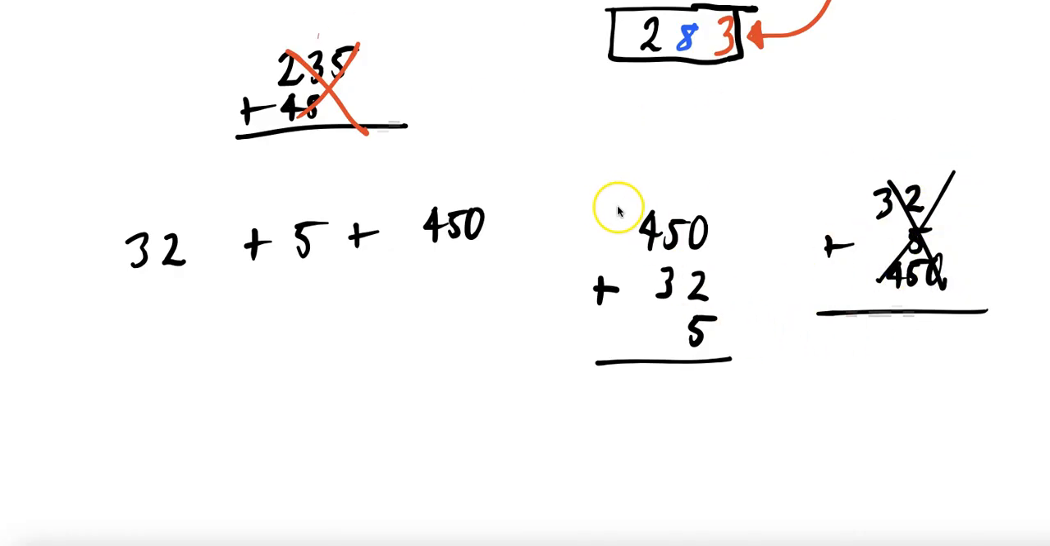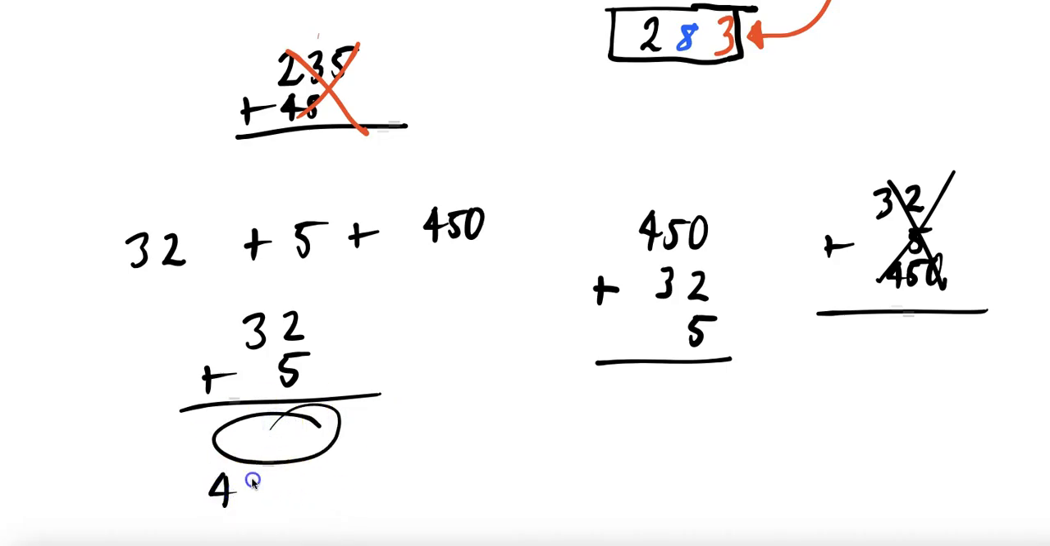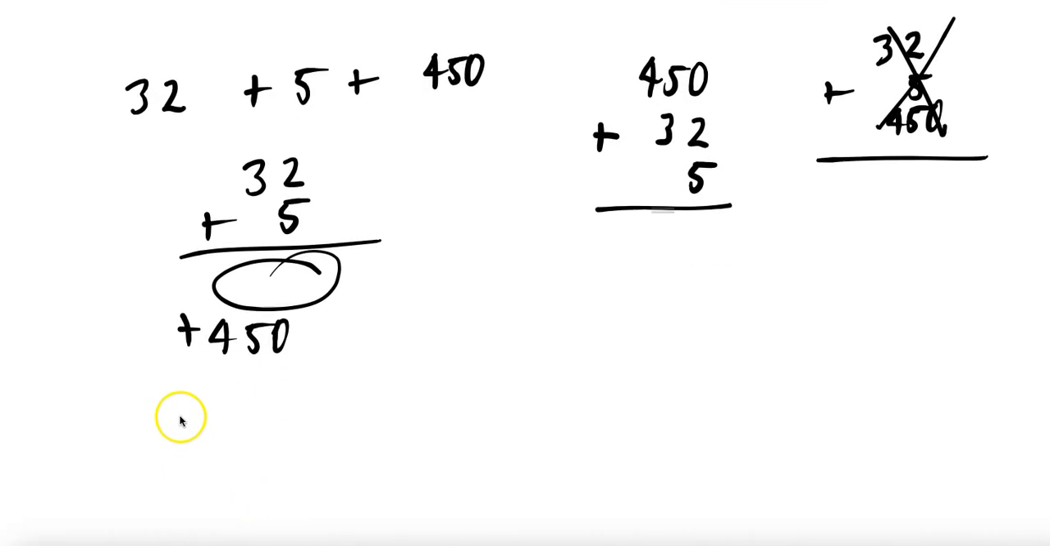Okay, now you can do it like this. You can also do first 32 plus 5, and then the answer that you get from there, add 450 to get your final answer, right? Or do all of them, the 3 amounts at the same time. So let's start with this one, and then we can look at this one. 0 plus 2 plus 5. That will be 7. Okay. 5 plus 3. That will be 8. And 4 plus nothing, that would just be 4. Okay. That is your answer.